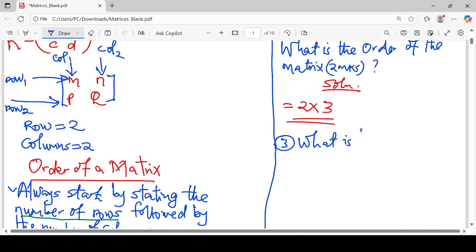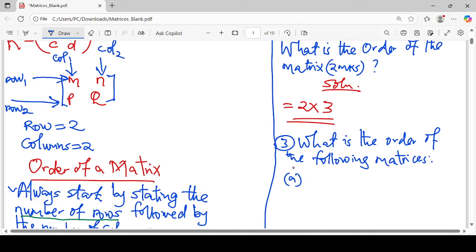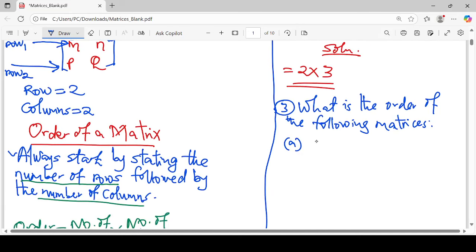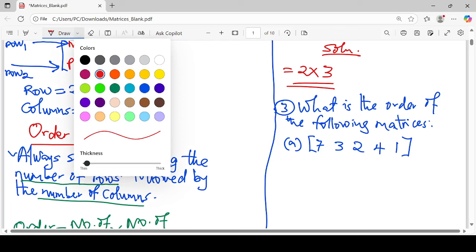What is the order of the following matrices? And now learners, I want to be very keen here. What is the order of the following matrices? Part A, you can be given a matrix, say maybe 7, 3, 2, 4, 1. What is the order of this matrix? It's a matrix because it's arranged in columns and rows and wrapped inside brackets. What is the order of that matrix?